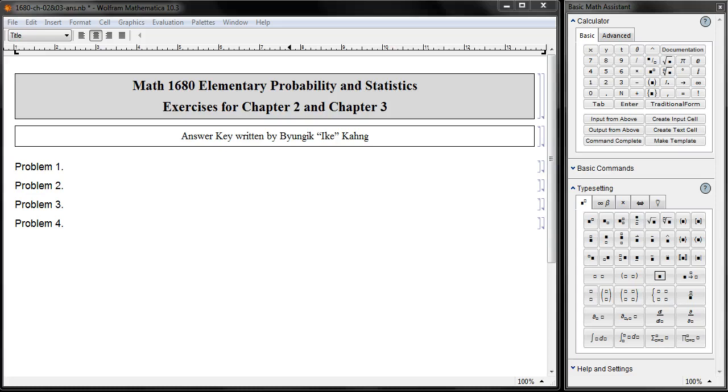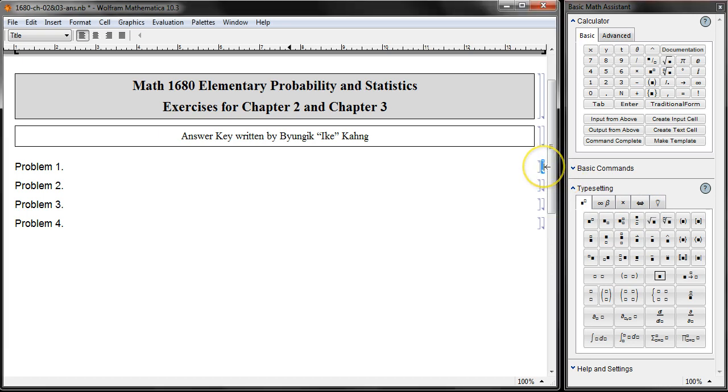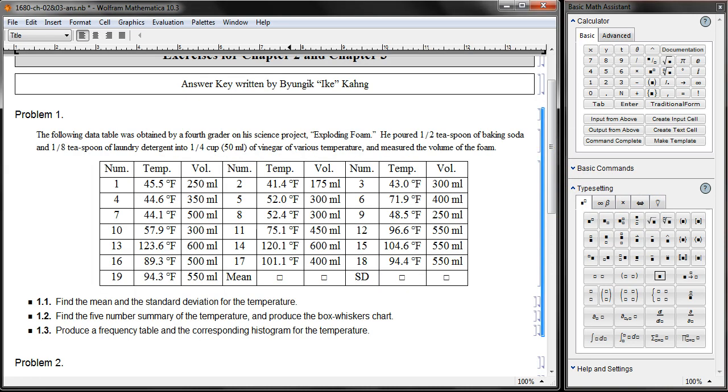Hello everyone, this is the answer key for exercises for Chapter 2 and Chapter 3. First two problems about Chapter 2 and the next two problems about Chapter 3. I put everything together in the same file because all the problems here are based upon the same data set summarized here. Here we go.